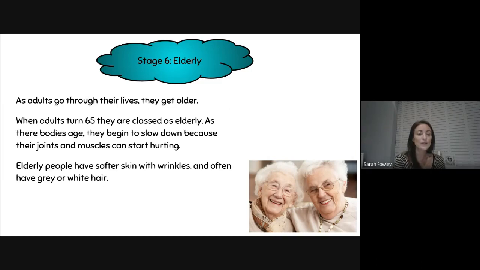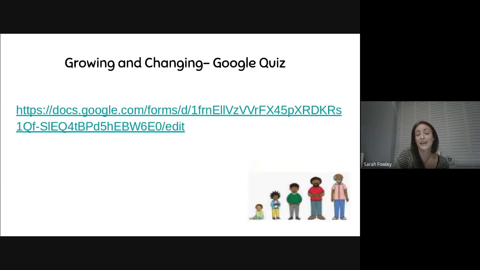Elderly people have softer skin with wrinkles. So wrinkles is when your skin gets a little bit pushed together, and they often have grey or white hair. Now, obviously, this can happen a lot sooner than 65, but these are just the stages that we follow in our life cycle. So that's it.